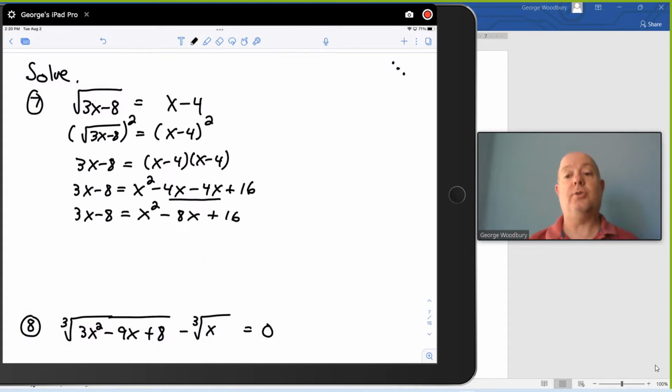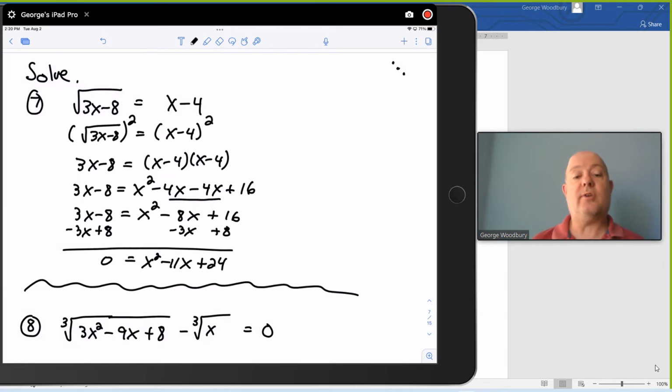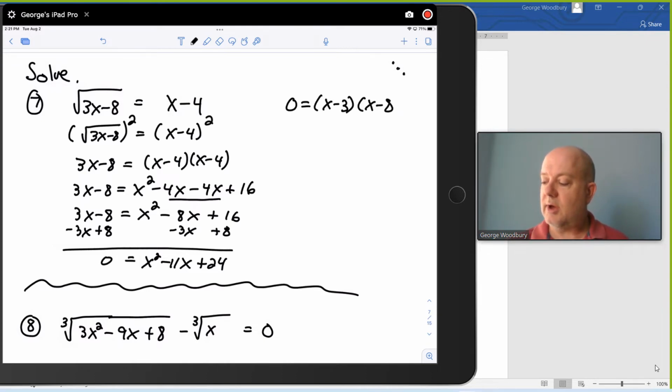Now I need to collect all the terms on the right-hand side where the x squared is positive. So subtract 3x from both sides and add 8 to both sides. That gets me to 0 equals x squared minus 11x plus 24. And I'm going to try to solve that one by factoring. I need to find two numbers that multiply to 24 but add to negative 11, both being negative, and those are going to be negative 3 and negative 8. So I get 0 equals x minus 3 times x minus 8. And from there I can get my two solutions, x equals 3 or x equals 8.